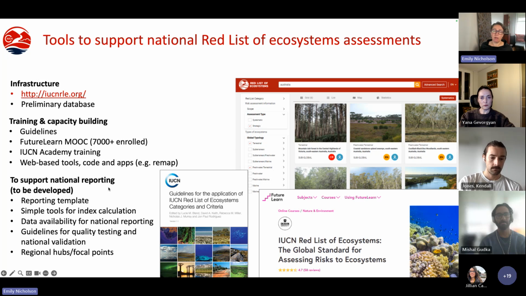At the moment, one of our priorities within the Red List of Ecosystems team is to develop a range of resources that can support national reporting. These range from reporting templates and tools for calculating the Red List Index of Ecosystems, but also making some of those data that are not developed by countries available for national reporting, along with guidelines for national validation and quality testing. And finally, seeking to develop and build our regional hubs and focal points around the world to support countries.